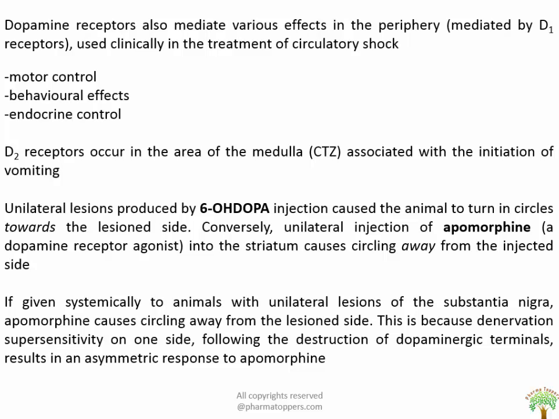Conversely, unilateral injection of apomorphine, which is a dopamine receptor agonist, into the striatum causes circling away from the injection site. And it was found that if apomorphine is given systemically to a normal rat, it causes no symmetrical or asymmetrical pattern of locomotion, but if given systemically to an animal with a unilateral lesion of the substantia nigra, it causes circling away from the lesion site. This is because of the denervation supersensitivity on one side, followed by the destruction of the dopaminergic terminal, as a result of which an asymmetric response occurs in case of apomorphine.